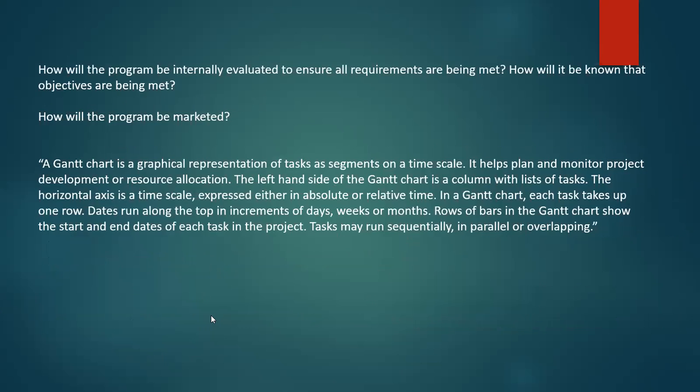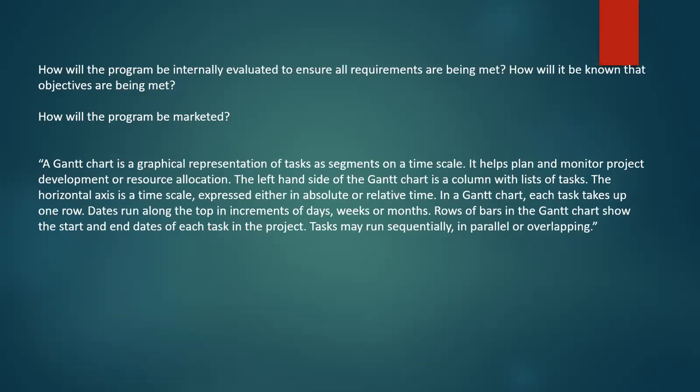All right, read that first sentence for me. How will the program be internally evaluated to ensure all requirements are being met? How will it be known that objectives are being met? Now, go directly down to the last paragraph. They're going to tell you how you're going to be able to show and how to internally evaluate your program. Okay. A Gantt chart is a graphical representation of tasks as segments on a time scale.